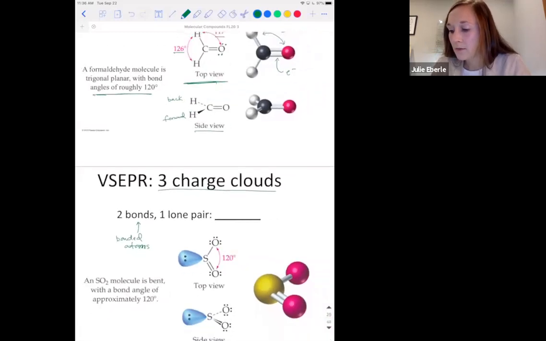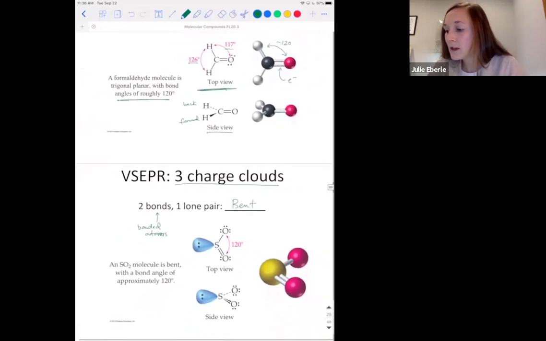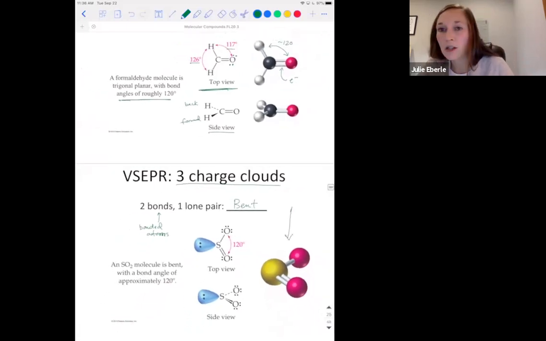Okay, 2 bonds, 1 lone pair. That adds up to 3 charge clouds, and we call this bent. So again, here is the view of the molecule minus the lone pairs. But absolutely the lone pairs count when we are determining the geometry.